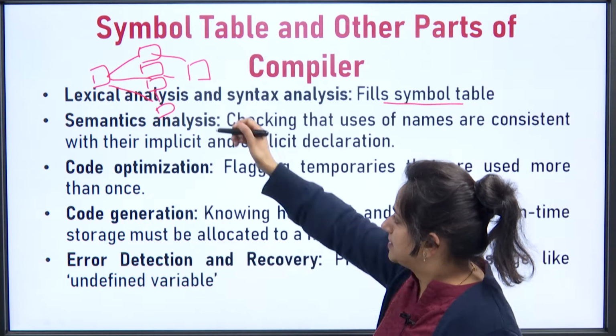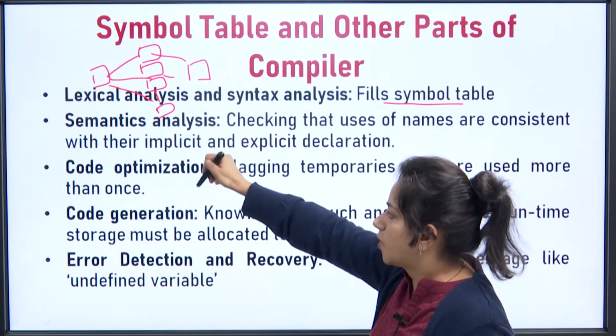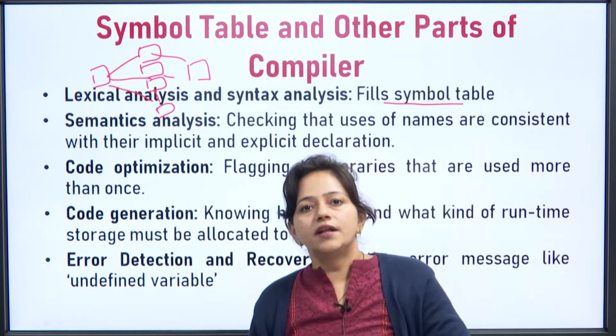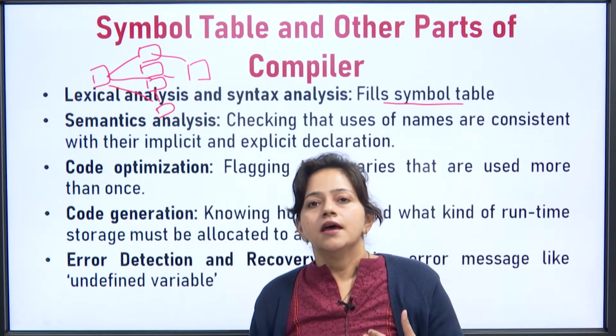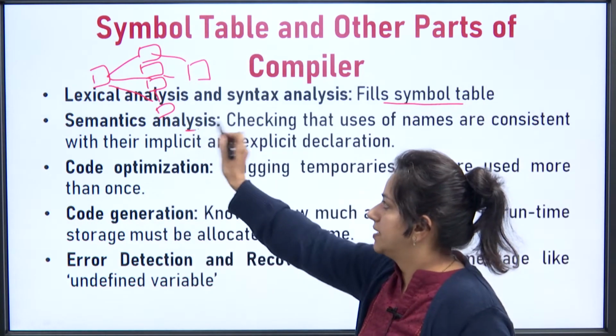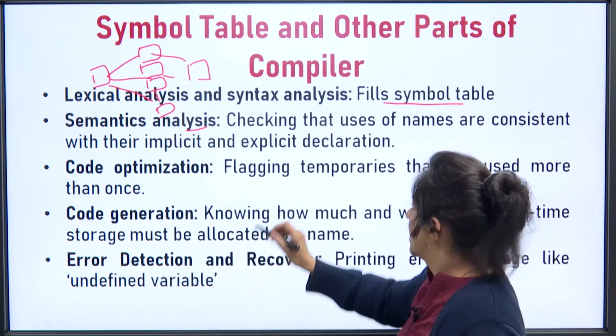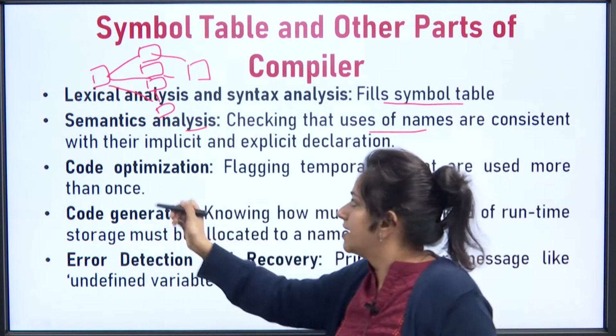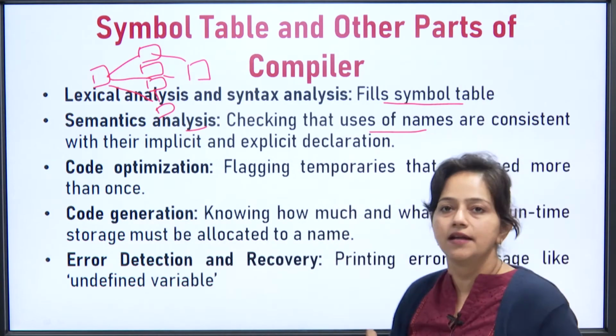Next, the phases like semantic analysis, code optimization, and code generation will use the information that has already been written. If you are talking about semantic analysis, here it checks that the uses of names are consistent with their implicit or explicit declaration.